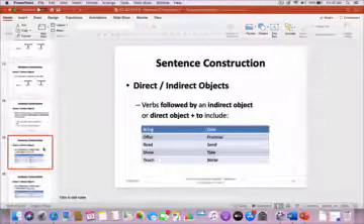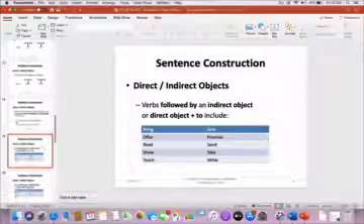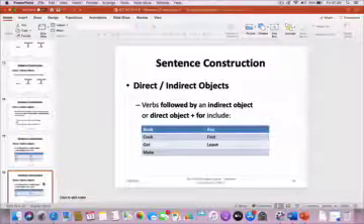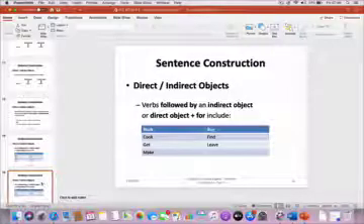Certain verbs are followed by an indirect object or a direct object plus to. These include bring, offer, read, send, take, write. Unfortunately, you'll have to study these. There's no real rule for them. Also, in this case here we're using for, so these ones are followed by direct object or direct object plus for. In this case, I have book, cook, find, leave, etc. Once again, you need to study them.